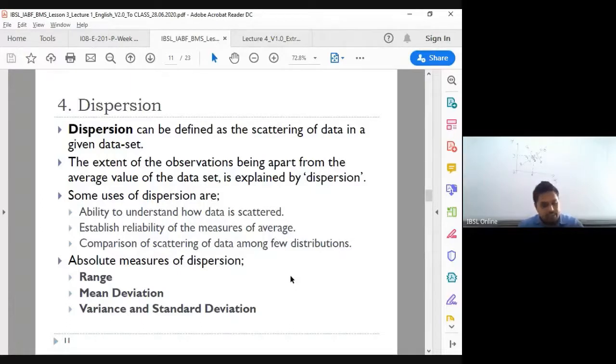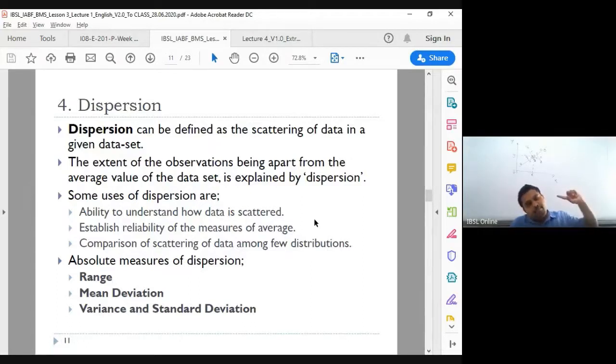Why? We identified that unlike instances where qualitative data or open intervals are being used, mean would be the best measure to represent a given data set. So let's go through this text once again. Dispersion can be defined as scattering of data in a given data set. The extent of the observations being apart from the average value of a data set is explained by the dispersion.